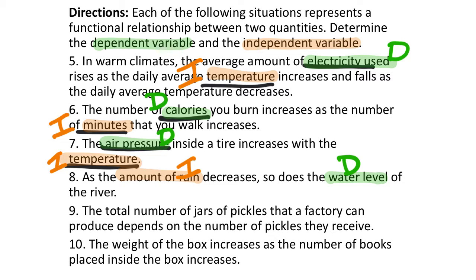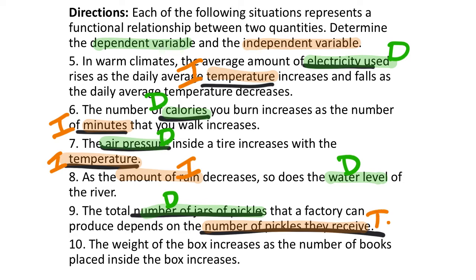Then number 9, the total number of jars of pickles that a factory can produce depends on the number of pickles they receive. So two things, we got number of jars of pickles the factory can produce, and then also number of pickles they receive. So jars, you could say, and just number of pickles. But the number of jars will depend on how many pickles are in the factory on this one, which means this one here is dependent. Number of pickles they receive is independent.